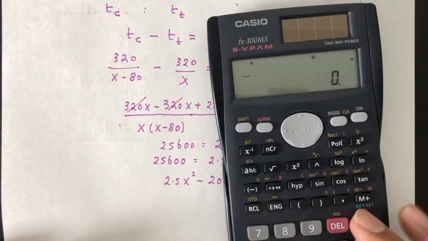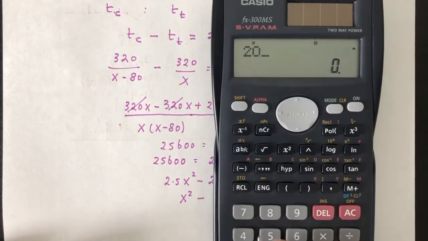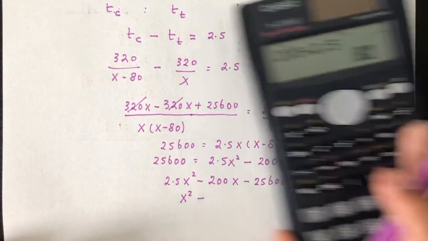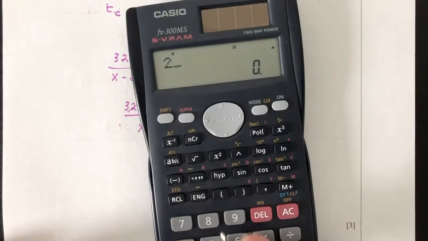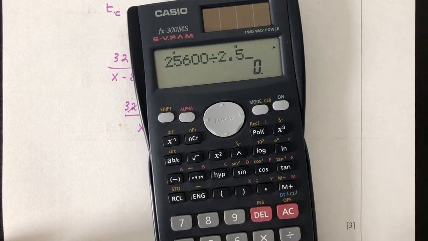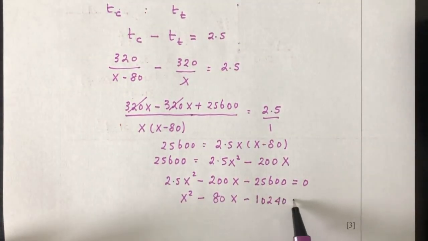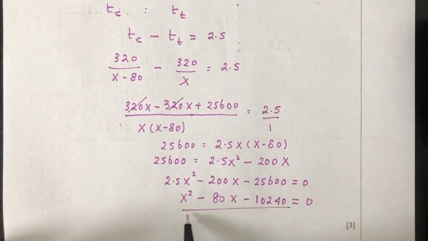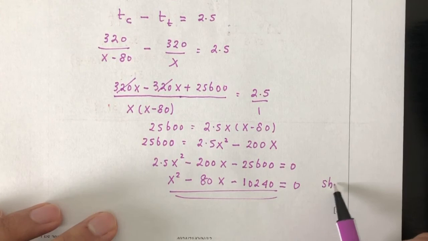Now divide by 2.5, you will have x squared here. So what is 200 divided by 2.5? That should be 80, so minus 80x. And 25,600 divided by 2.5, that will be 10,240, equal to 0. And this is the same as this. So you have to write shown, as required.